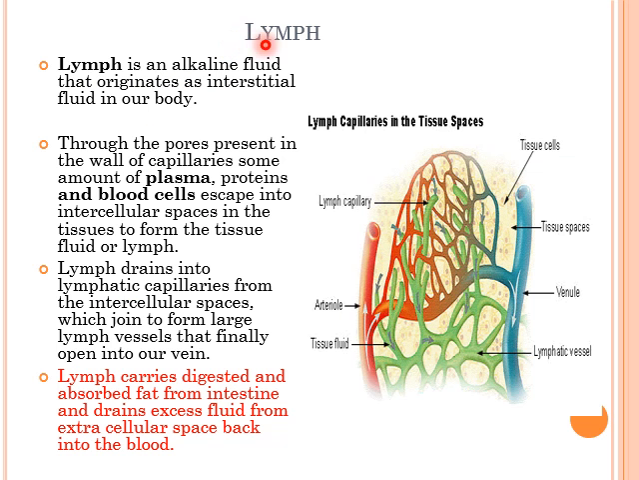Now, what is lymph? Children, lymph is another type of fluid, which is also known as an interstitial fluid, or it is also known as a tissue fluid. Now, it is an alkaline fluid, and through the pores present in the wall of capillary, some amount of plasma, proteins as well as blood cells come out into the intercellular spaces in the tissue to form a tissue fluid or lymph.